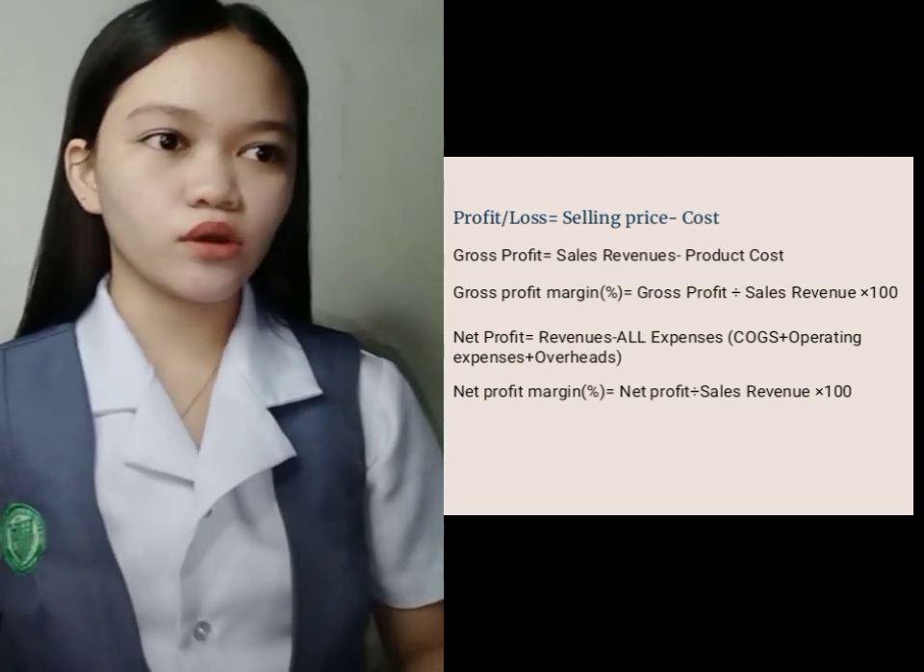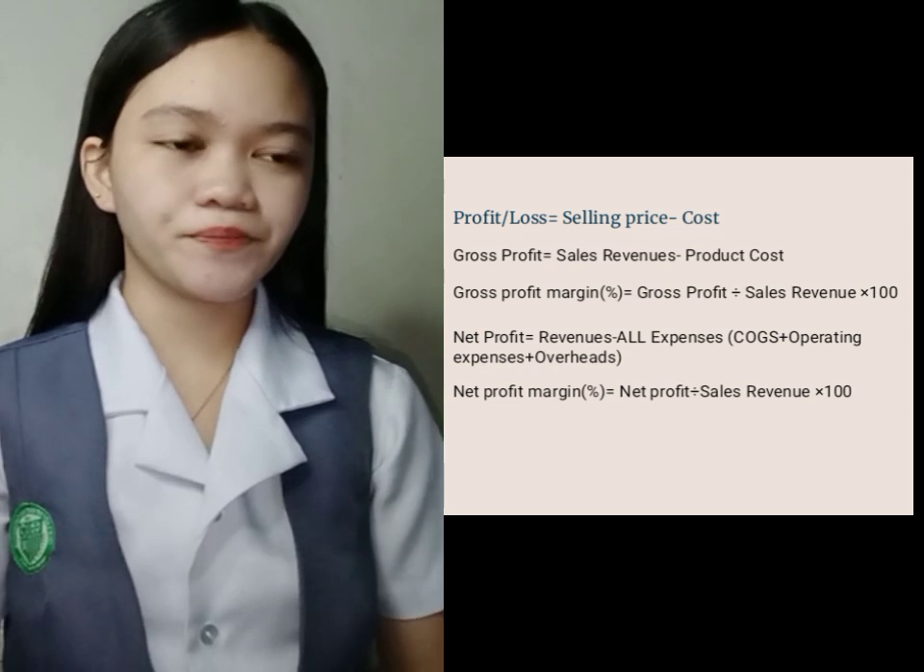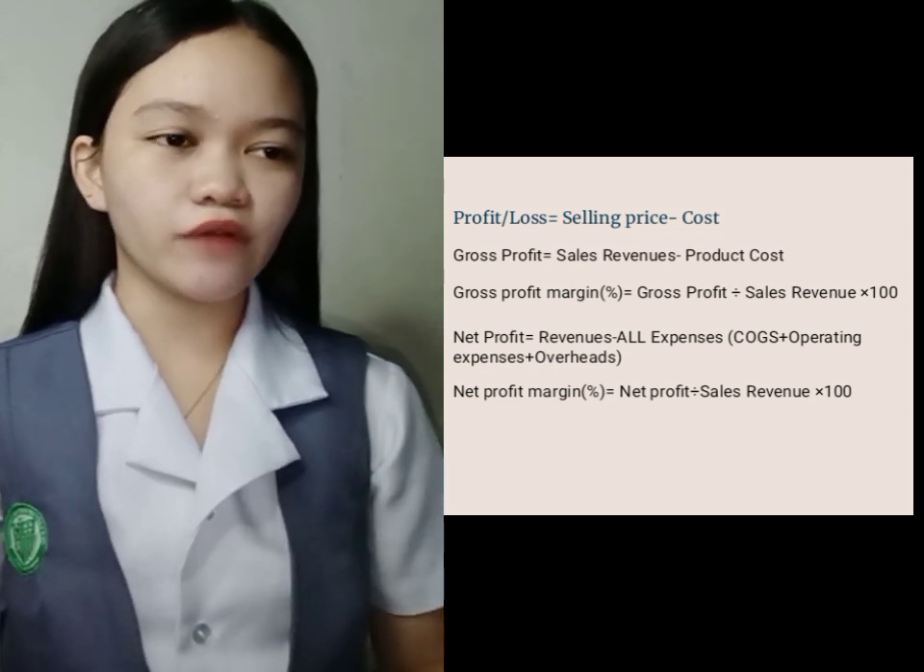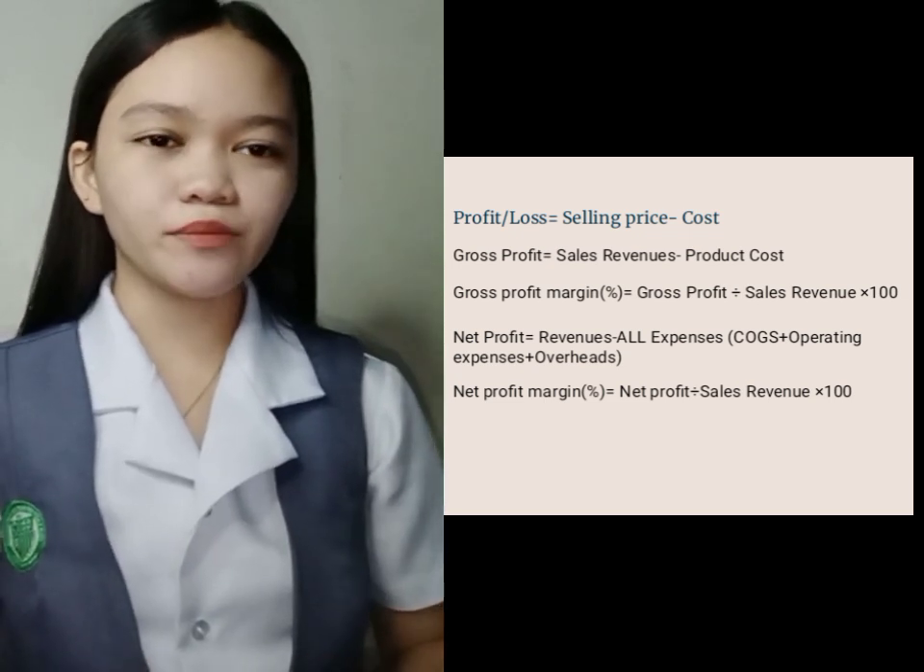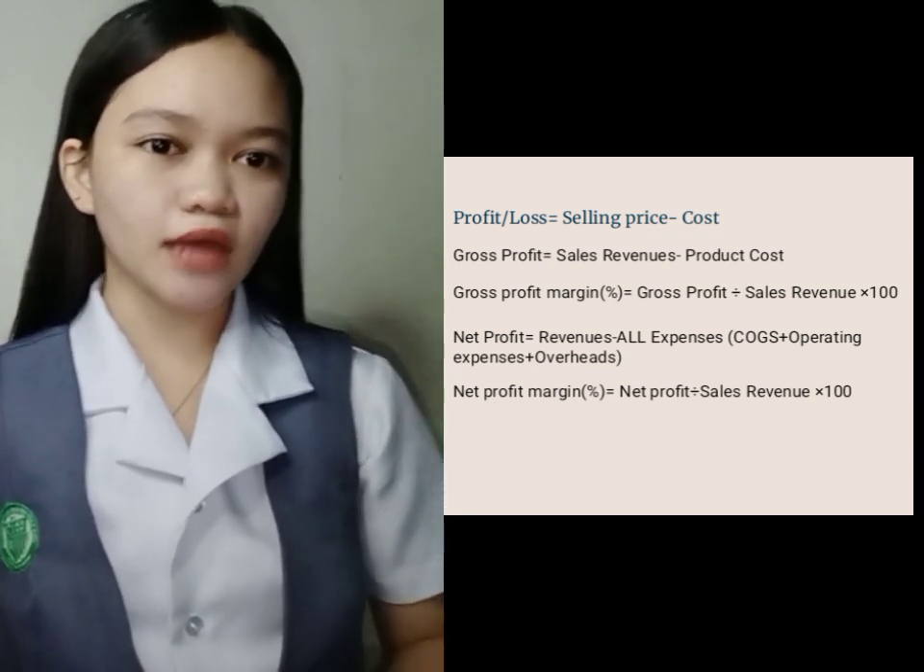And this is the formula for calculating the net profit. Net profit equals revenues minus all expenses. And lastly, this is the formula for calculating the net profit margin. Net profit margin equals net profit divided by sales revenue times 100.